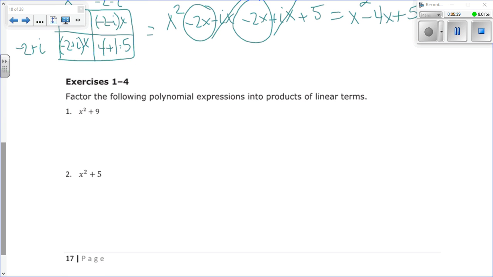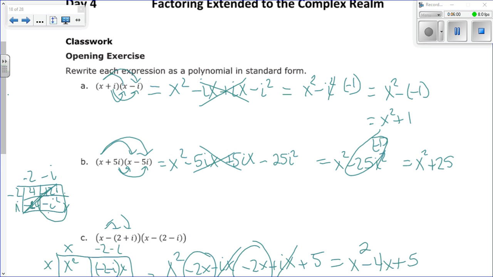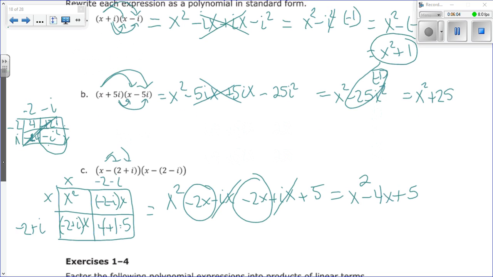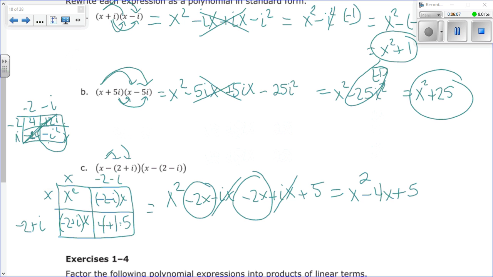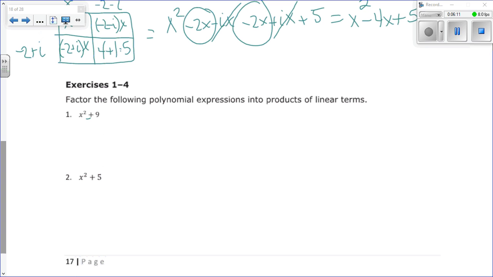Factor the following polynomial expressions into products of linear terms. These are the sum of two perfect squares. We've always said, oh, you can't factor it, it's not factorable. Now that we have complex numbers, it is factorable. So this kind of goes back to what we were doing up above. If you look at these problems, I have a sum of two perfect squares and another sum of two perfect squares, and if I look at them factored, they just have an i in the parentheses.